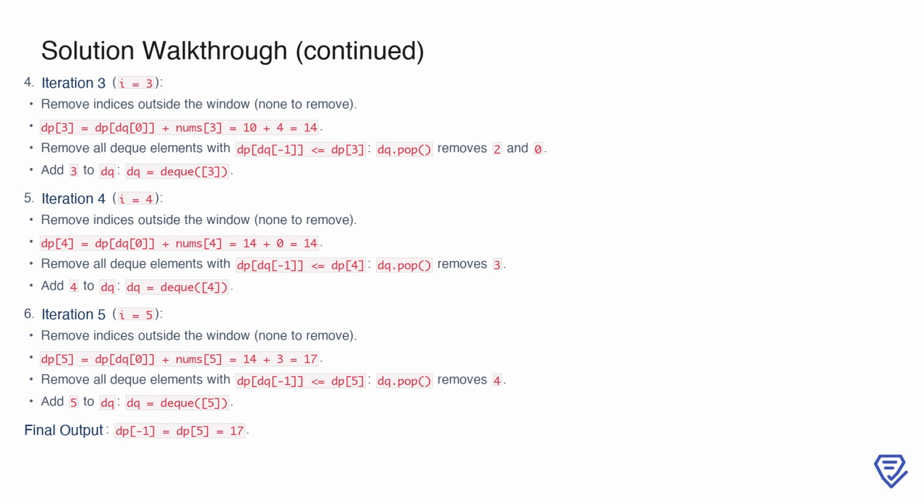Finally, for i equals 5, no indices are outside the window, so we calculate dp[5] as dp[dq[0]] plus nums[5], giving 14 plus 3 equals 17. We remove index 4 from the deque and add index 5, resulting in dq equals [5]. The final result for this example is dp[5] equals 17.